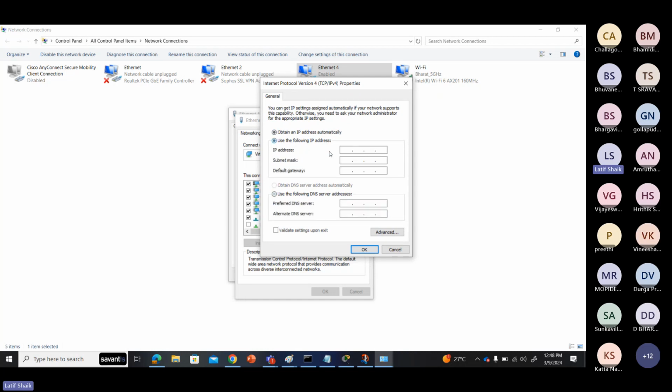For example, here I give an IP address like 200.0.2.3. 200 is class C, so it is the class C subnet mask. Automatic. Then 10.0.0.11, class A. You must give an IP address and subnet mask.